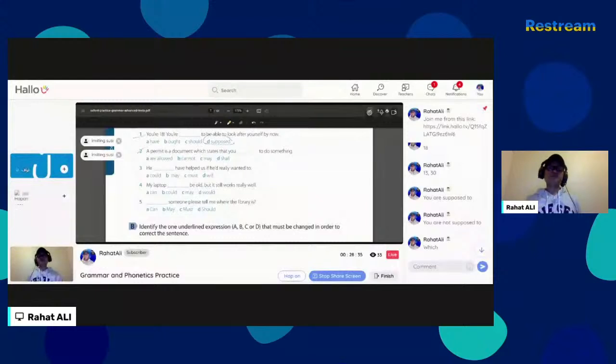I'm really happy for you. You see, shall and may are modal verbs, and after that we do not use a preposition. So they are incorrect. We are just eliminating them. After cannot we also use no preposition, so B is also incorrect, so the only possibility is A. So a permit is a document which states that you are allowed to do something. That's right.